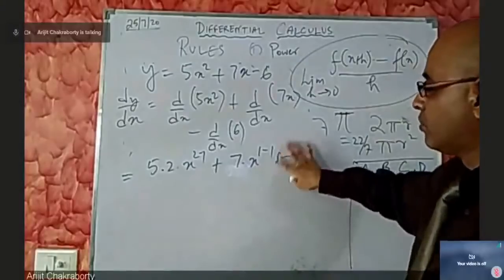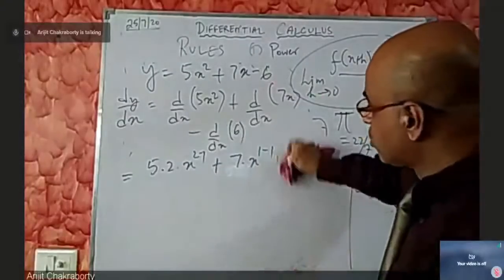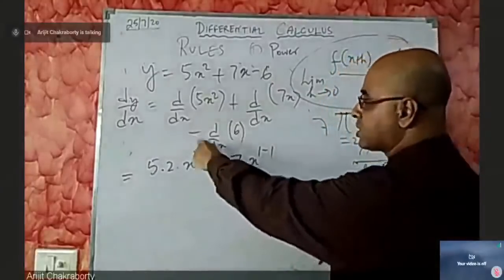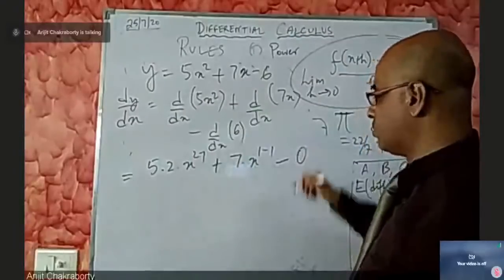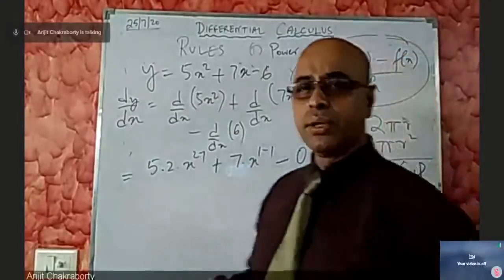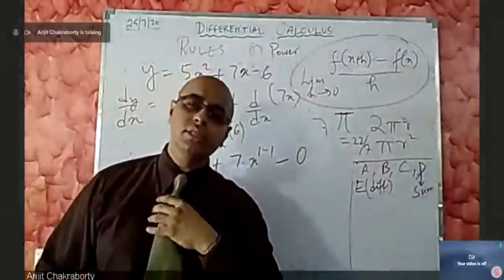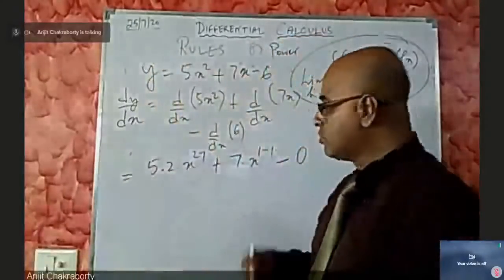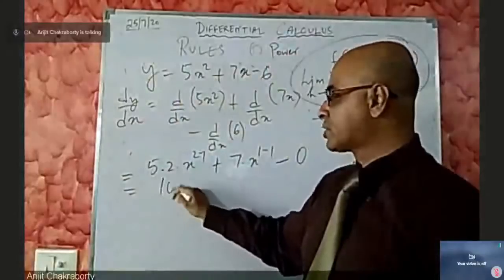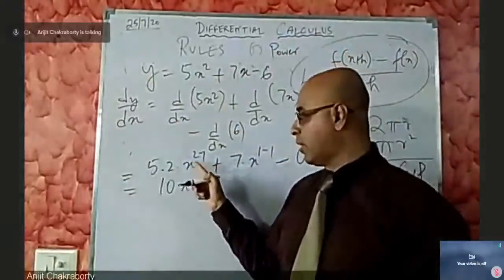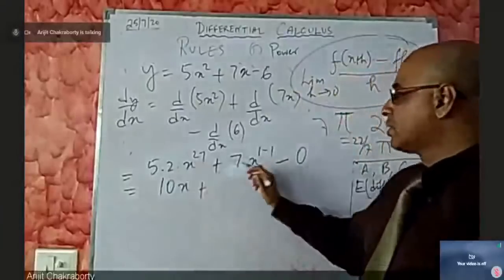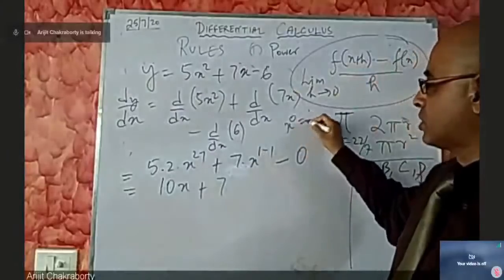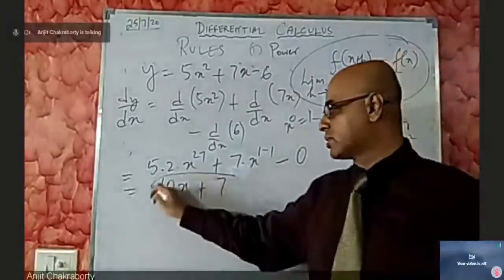We know that the differential coefficient of a constant is 0. So we have minus d dx of 6, which becomes minus 0. So the expression reduces to 5 into 2 is 10x to the power 1, because 2 minus 1 is 1, plus 7. X to the power 1 minus 1 is x to the power 0, which is equal to 1. So 7 into 1 is 7. So 10x plus 7.